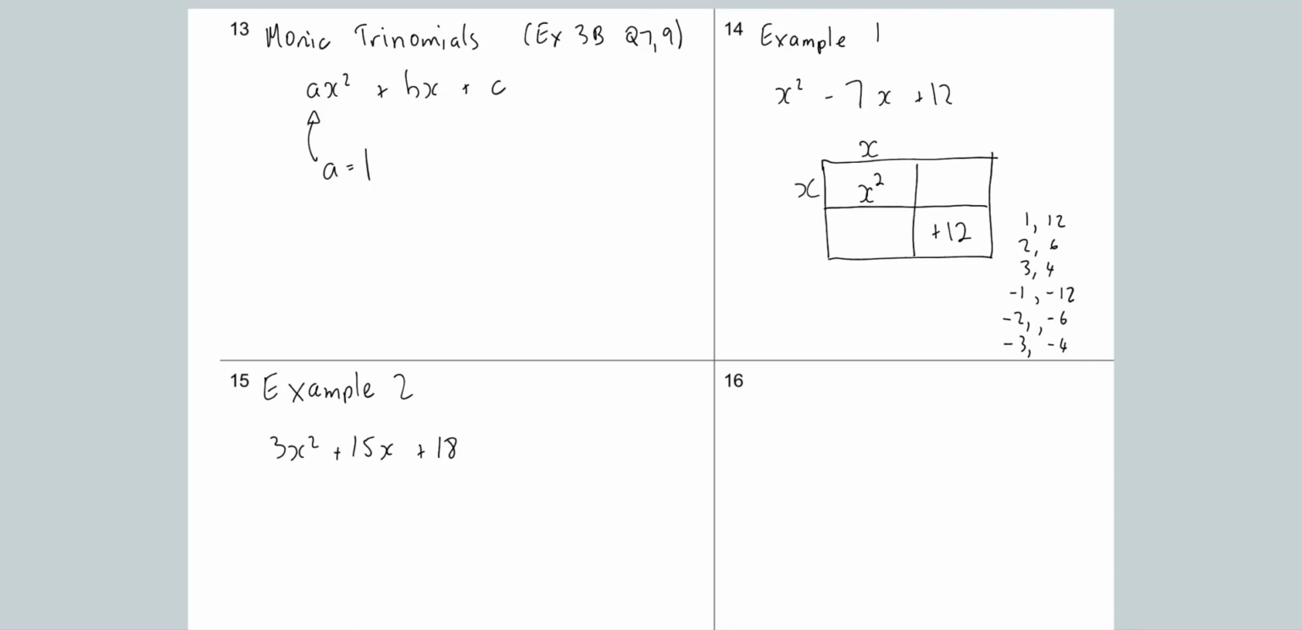Well, I could try minus 1 times minus 12. That would give me positive 12, which works okay. But then if I multiply x by negative 1, I get negative x, and if I multiply x by negative 12, I get negative 12x. If I add these together, I'd get negative 13x. So that doesn't work.